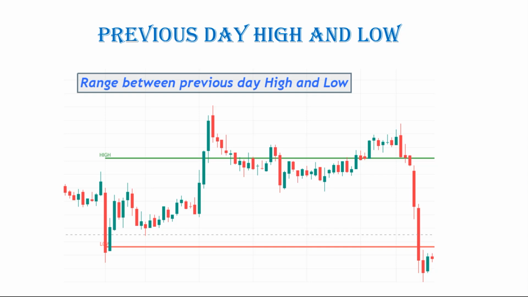Target means the previous day high. That is the next resistance. So if the price is taking support at the previous day low, the next place where the price can go and take resistance is the previous day high.